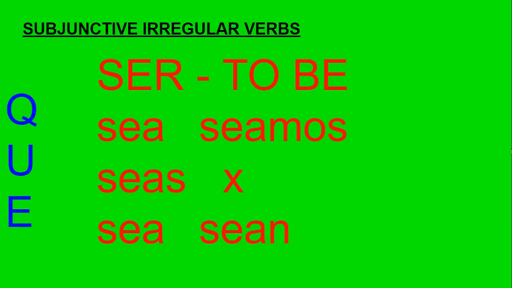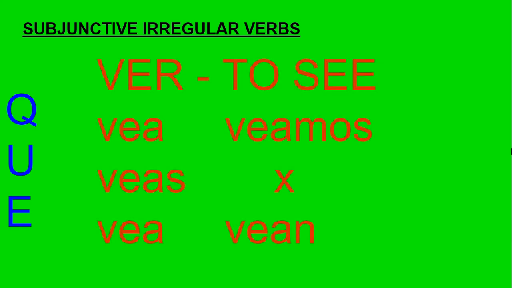The one that we're going to add to our notes, because there's not a place to write it, but there is a blank there, so write this in your notes, is the verb ver. Que yo vea, que tú veas, que él vea, que nosotros veamos, que ellos vean. Write that one down, please.